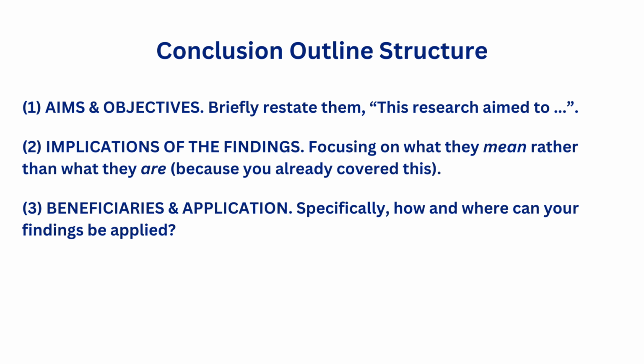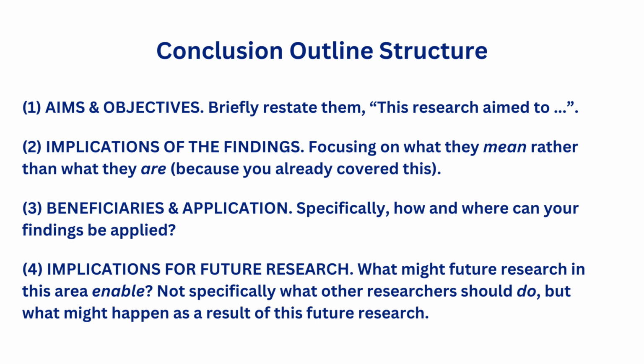Next up, beneficiaries and application. So how could the people or organisations who could benefit from your research actually apply those things to their lives and operations? What specifically could your research help them with? And lastly, implications for future research. Now here, you're thinking more broadly than you did at the end of the discussion chapter. What might future research in this area enable? Not specifically what other researchers should do, but what might happen as a result of this future research. Changes in policy, perspectives, practices, better insights into the experiences of a group of people or the operations of an organisation.